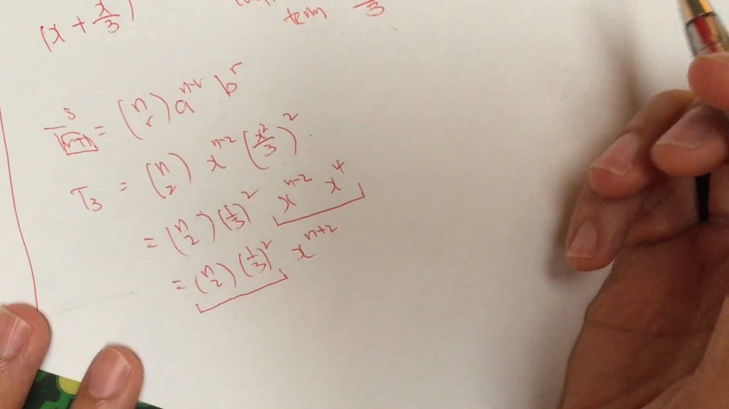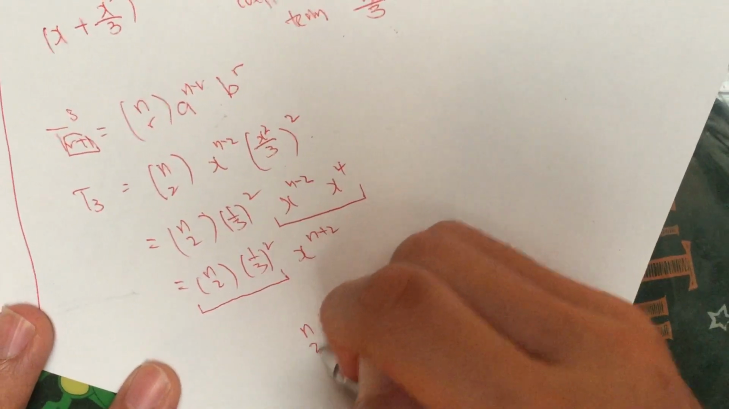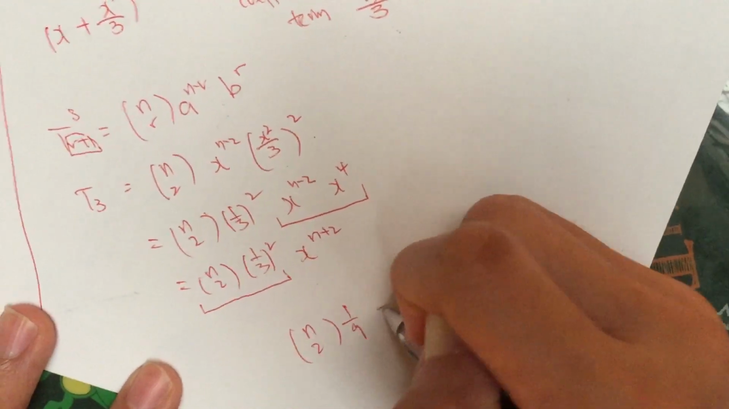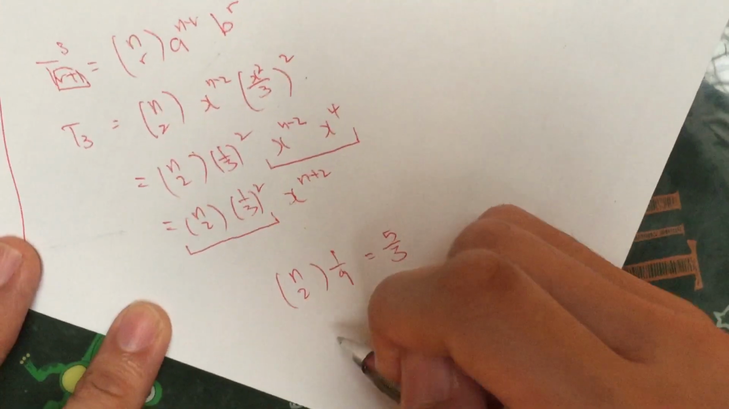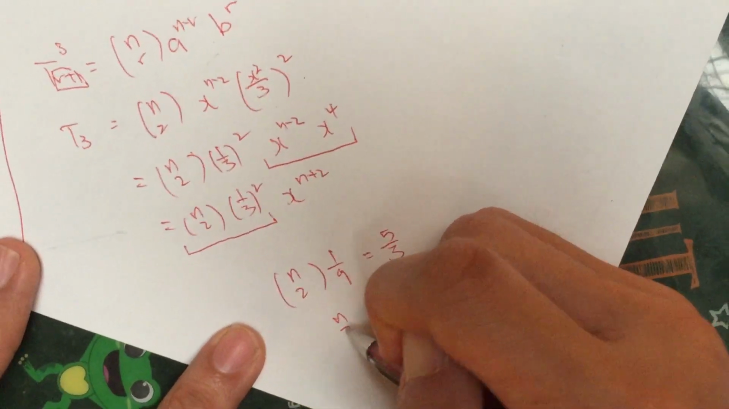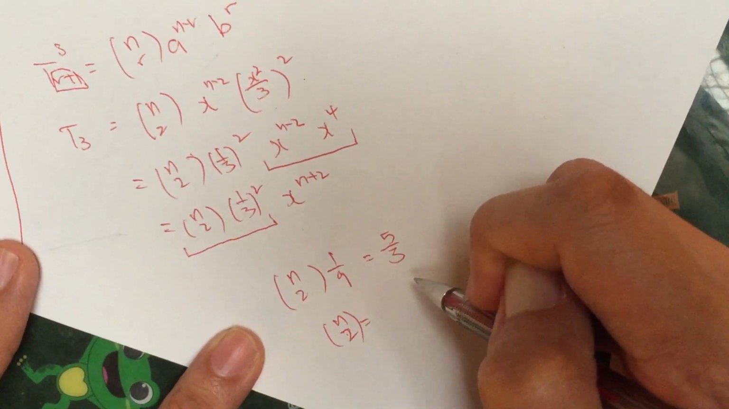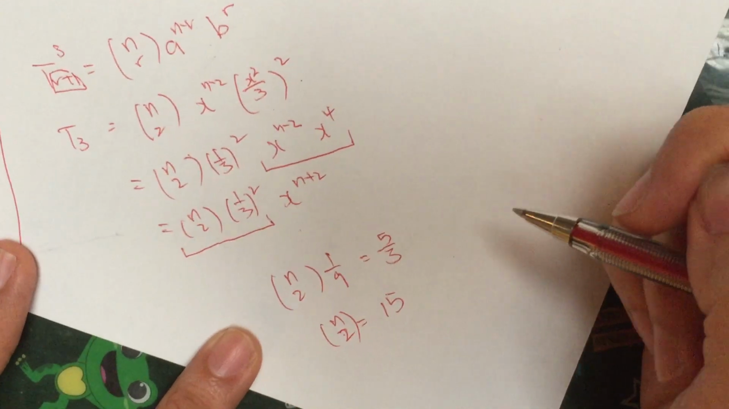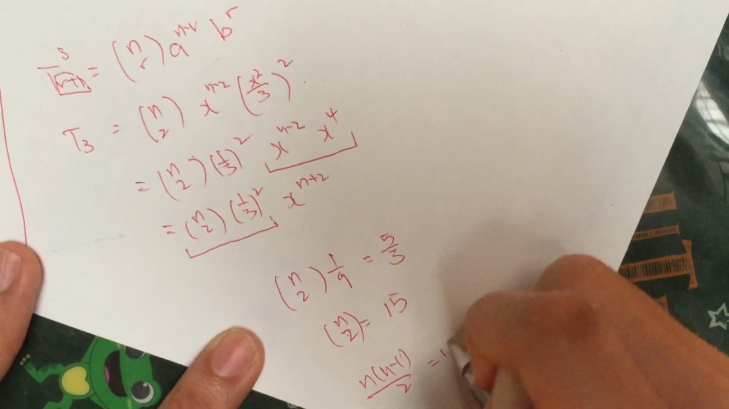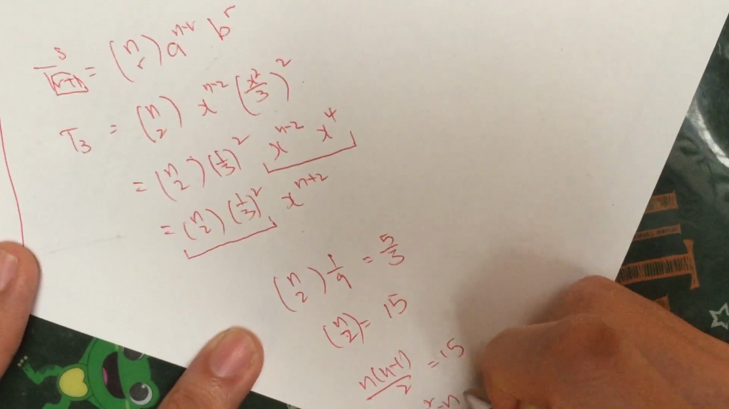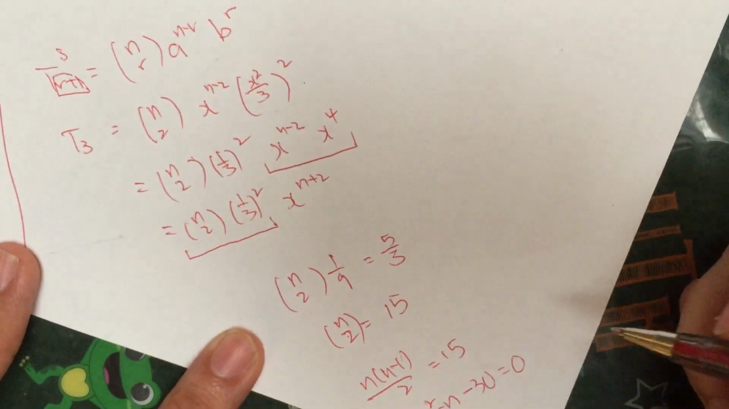Knowing this, they tell me the coefficient of the third term is 5/3. So this thing is 5/3. So let me write down nC2 times 1/9 is 5/3. Which means I can simplify this by multiplying by 9. That will give me 15. Okay, so let's carry on. n times n minus 1 over 2 is 15. So n squared minus n minus 30 gives me 0.